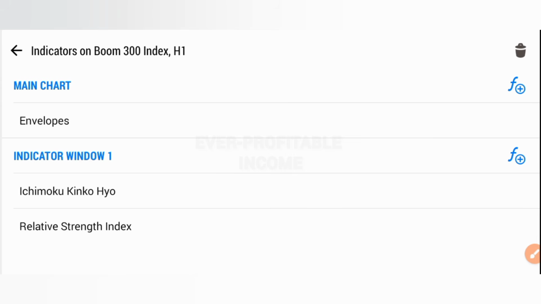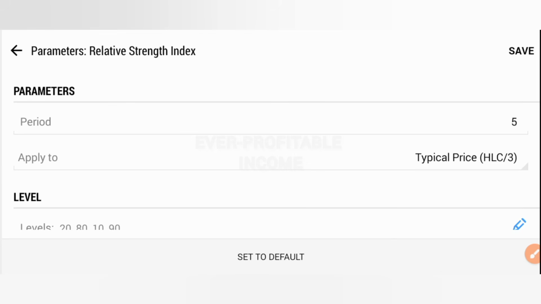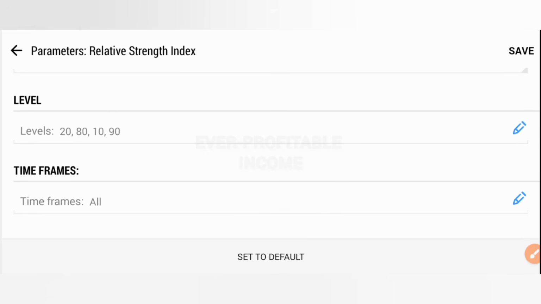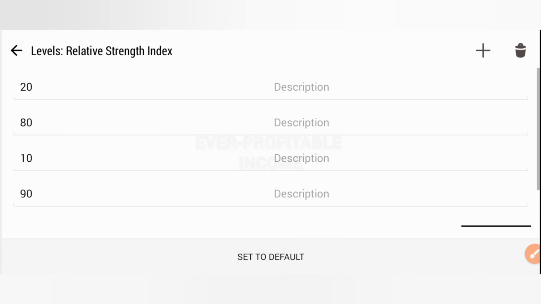The next indicator to add is your Relative Strength Index, your RSI, just to mark out the overbought and oversold levels. The period is 5 and it is applied to typical price. Then we have the levels. These are the levels: level 20, level 80, level 10, and level 90. Then you click on save.